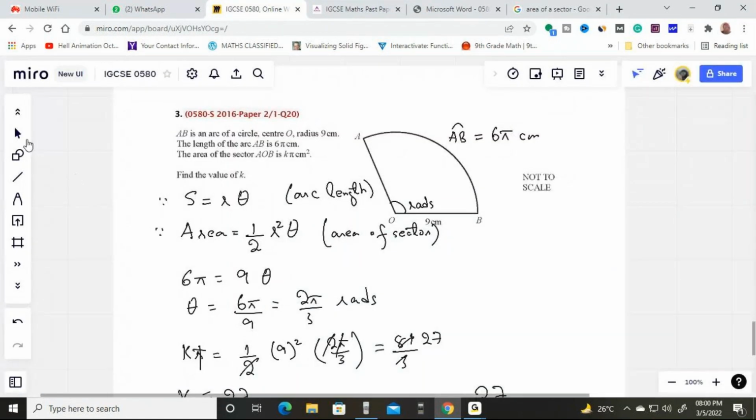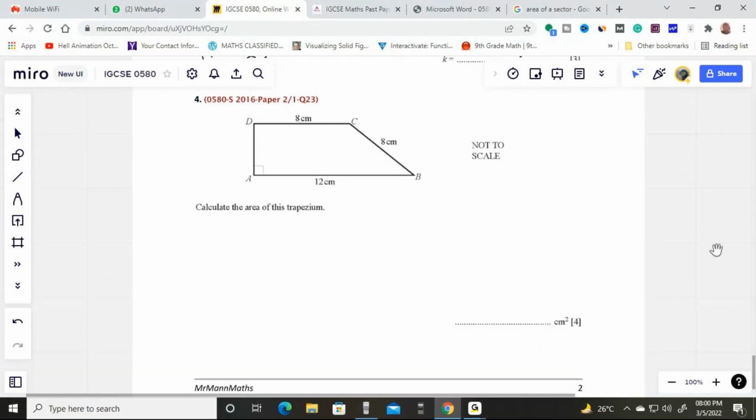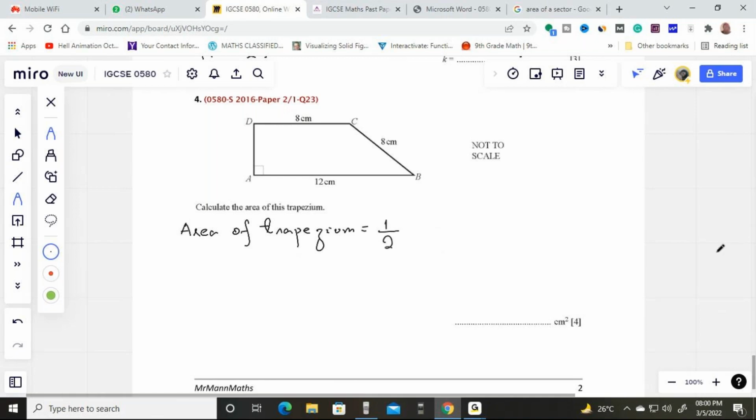Now, we just go on. See the next question. What is this? This is a right trapezium. Alright? We're having 90 degrees. We need to find out the area of the trapezium. What is the formula of area of a trapezium? Anyone? Half into height into sum of parallel sides, a plus b.